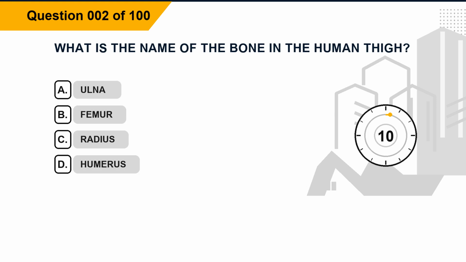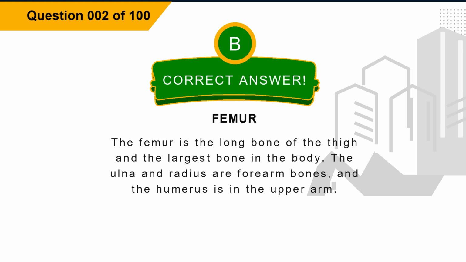Question 2. What is the name of the bone in the human thigh? Option A, ulna. Option B, femur. Option C, radius. Option D, humerus. The correct answer is option B, femur. Explanation. The femur is the long bone of the thigh and the largest bone in the body. The ulna and radius are forearm bones, and the humerus is in the upper arm.